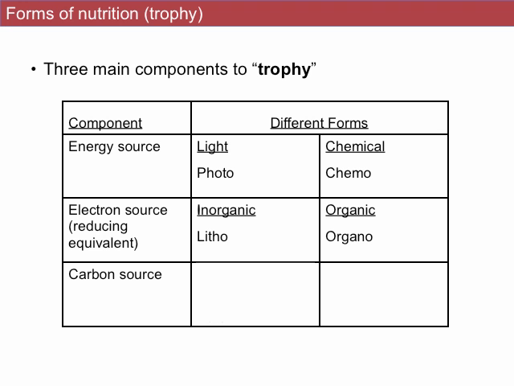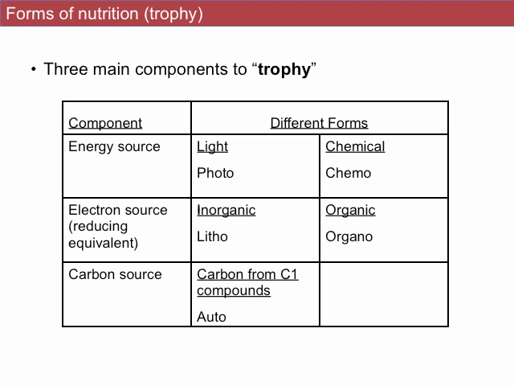In terms of electron source, the one possible source of electrons are inorganic compounds. And if an organism uses inorganic compounds for their electrons, that's called lithotrophy. And if they use organic compounds, that's called organotrophy.